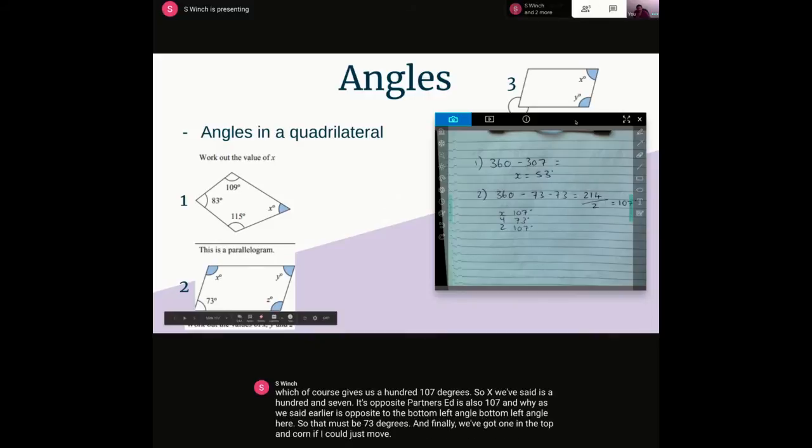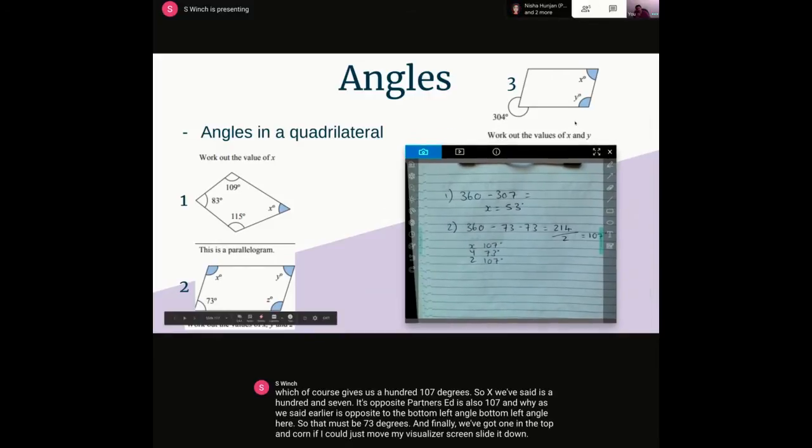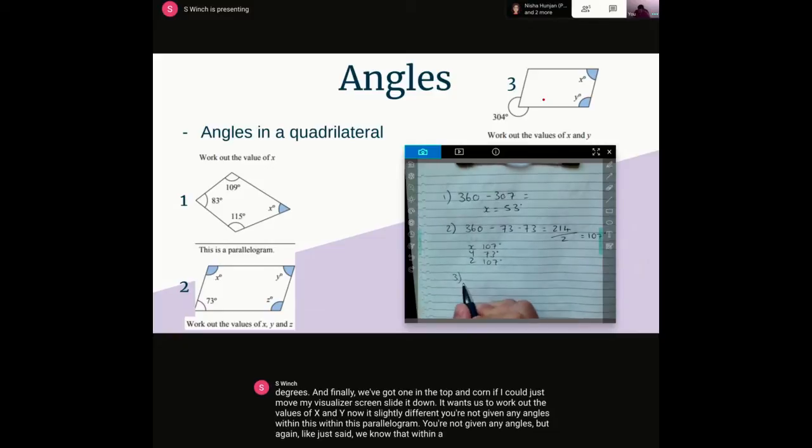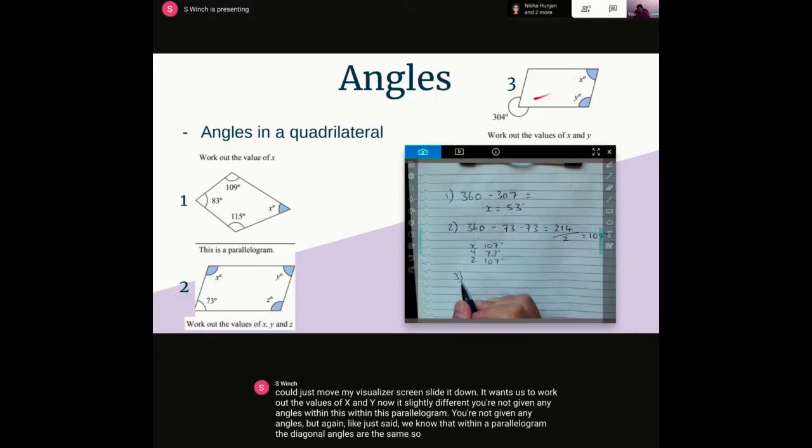If I could just move my visualizer screen slightly down. It wants us to work out the values of X and Y. Now, slightly different. You're not given any angles within this parallelogram. But again, like we've just said, we know that within a parallelogram, the diagonal angles are the same. So X and this interior angle here are the same.